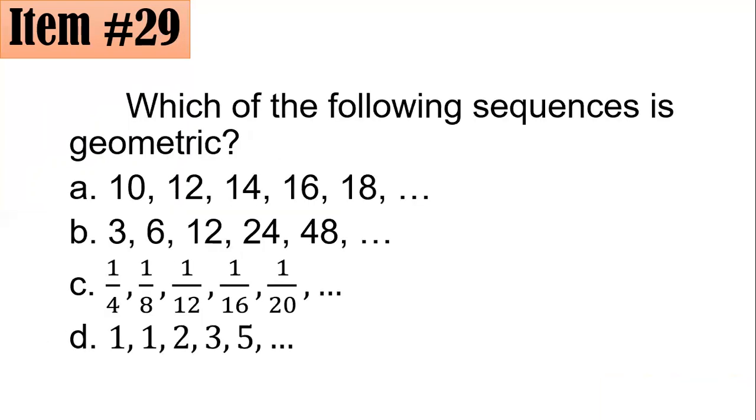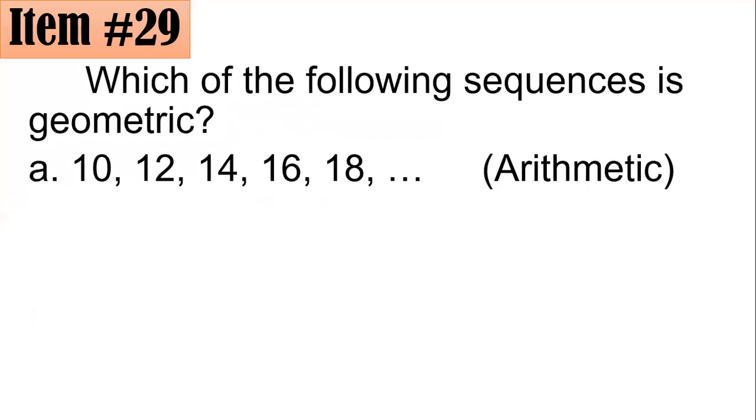Which of the following sequences is geometric? Is it A, B, C, or D? What do you think? Let us discuss them one by one. The first one, 10, 12, 14, 16, 18, and so on, is actually an arithmetic sequence because it has what we call a common difference. You are adding throughout, 10 plus 2 plus 2 plus 2 plus 2. So this has a common difference, and if that happens, the sequence is arithmetic.